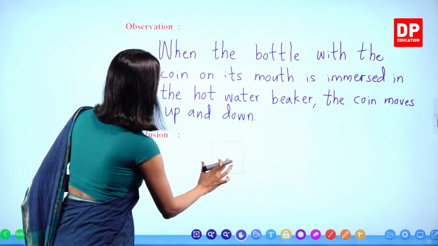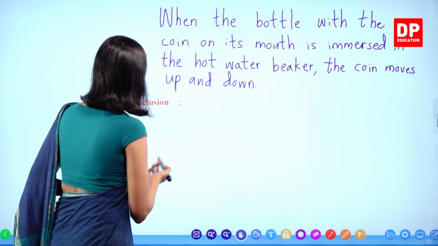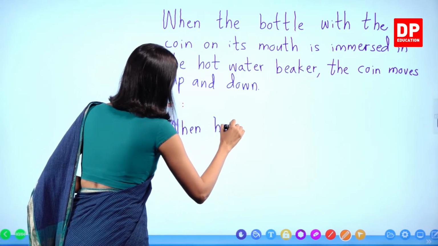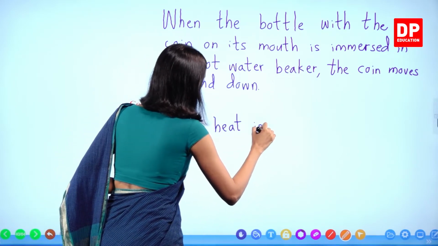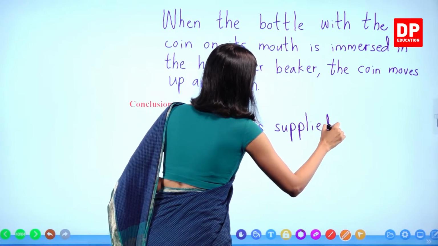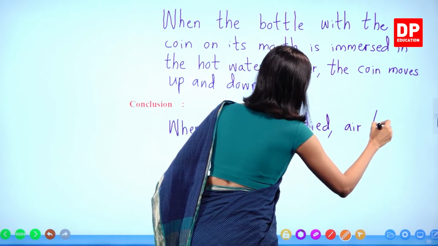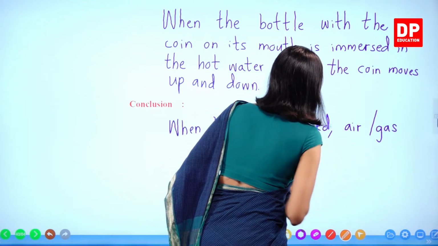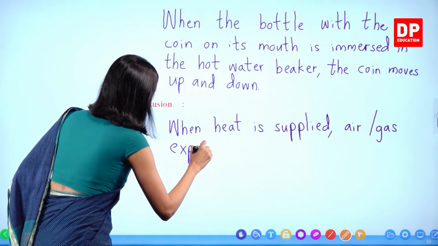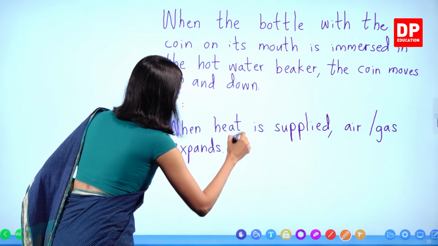We'll write the conclusion and the reason for that as well so that you can understand it better. Conclusion: When heat is supplied, air, or we can write gases also, air expands. The volume of air increases.